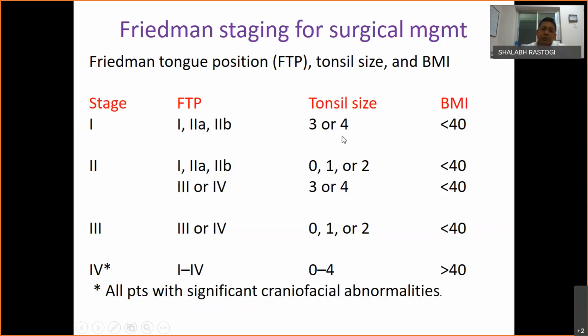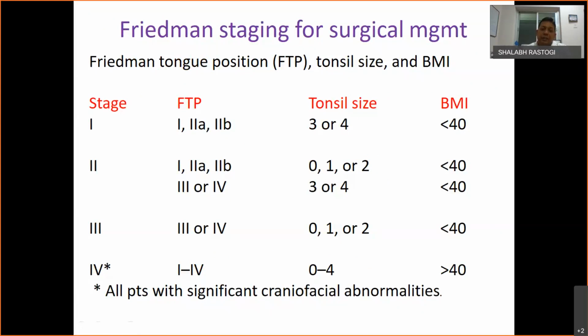In stage 2, when neither tongue nor tonsil are contributing to obstructive sleep apnea, or when there is grade 3, grade 4 tongue position and grade 3, grade 4 tonsil, both are contributing, then such patients have a 50% chance of responding to the UP3 procedure.